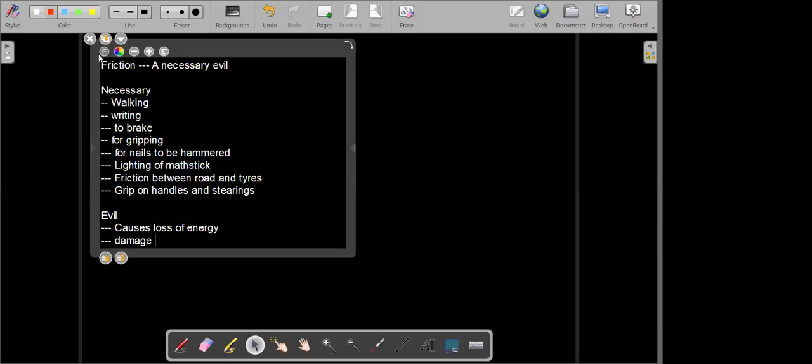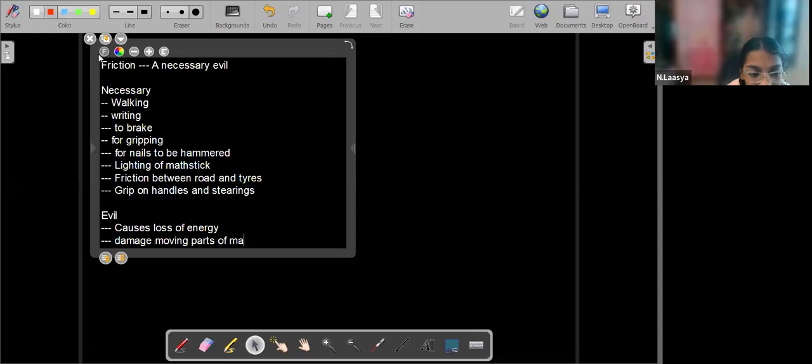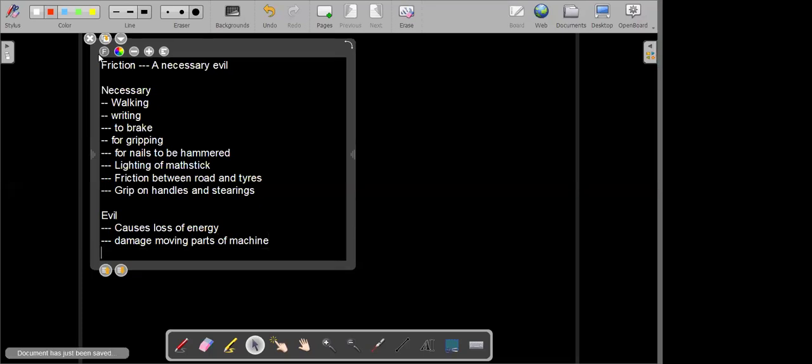Damage to moving parts of a machine. The production of heat. So that we have considered loss of energy, or causes loss of energy in the form of heat energy. Any other losses? The damaging of our shoes and slippers. Sir, we cannot walk on the ice floor as it has low friction, or a wet floor.